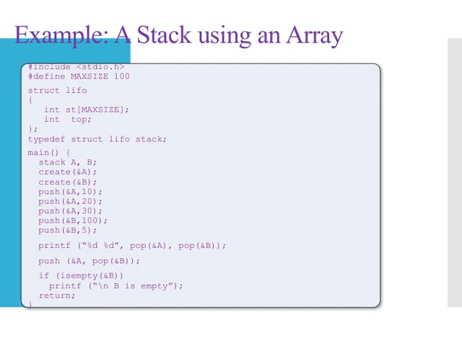Let's look at this example of a stack implemented using an array. Here, we start by including the standard input-output library and defining a maximum size for our stack with maxsize set to 100. We then define a structure called LIFO, which contains an array to hold the stack elements and an integer top to keep track of the current position in the stack. We also create a type alias stack for easier reference to this structure.